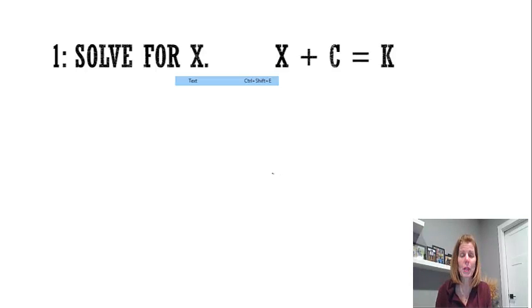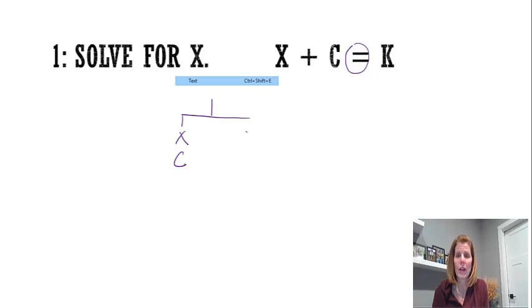So I'm going to have x plus c equals k. All right, so I'm going to start with my mobile balance, and the equal sign again separates my left side and my right side. So on the left side, I have an x and I have a c. And then on the right side, I have a k. And just a little bit different because we don't have numbers, but that's okay. I'm solving for x, it says. So I sometimes even like to circle the x or make it a different color or something like that.